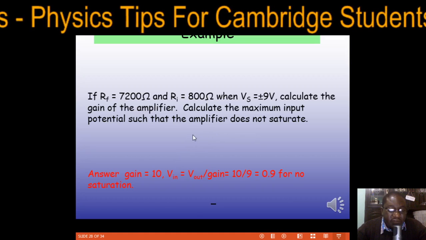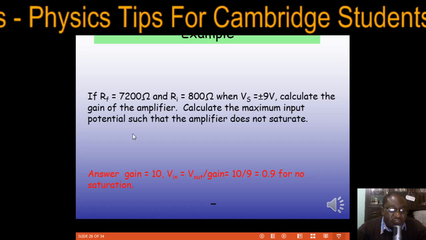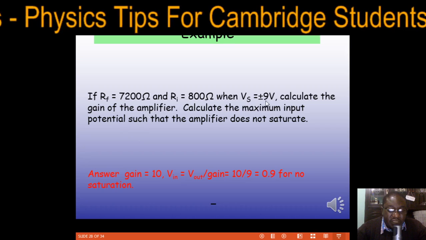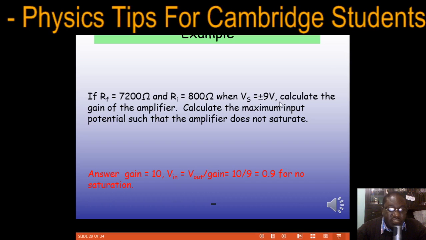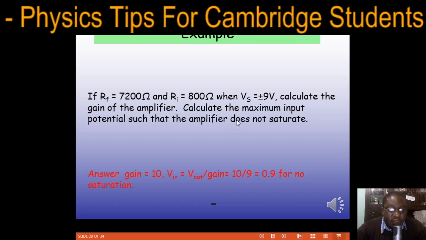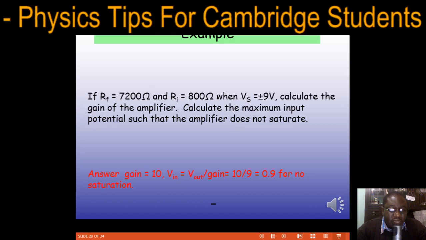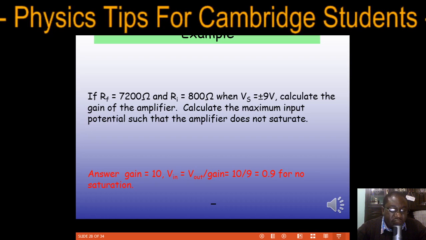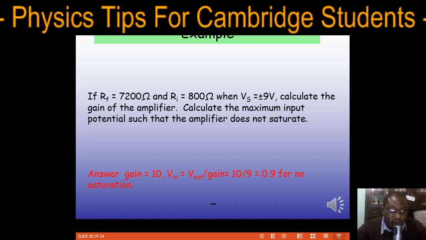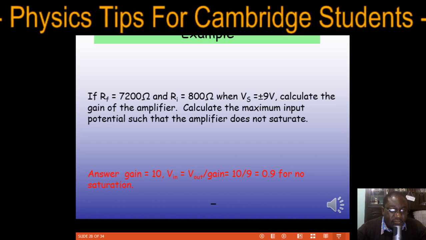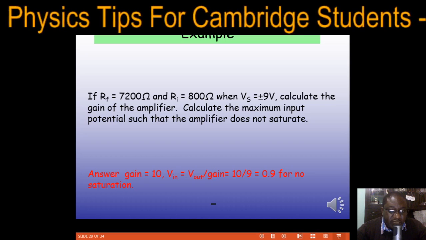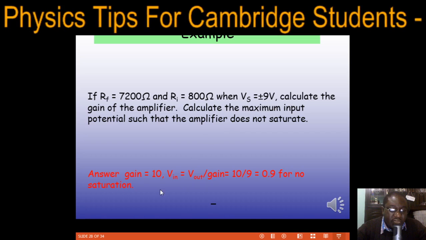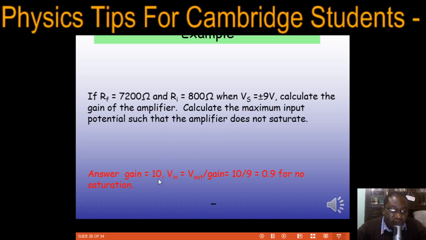This is an example on the non-inverting amplifier. If RF is equal to 7,200 ohms, and plus or minus Vs is 9 volts, calculate the gain of the amplifier. Gain is equal to 1 plus RF over Rin. So 1 plus 7,200 over 800 should give you the gain. Then it says calculate the maximum input potential such that the amplifier does not saturate. So we are now taking 9 volts as our output voltage, and our gain we found from that calculation to be 10.